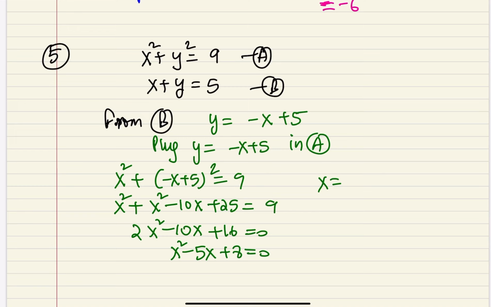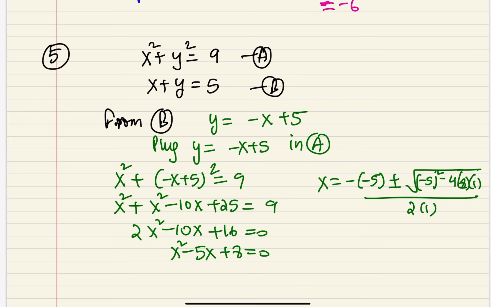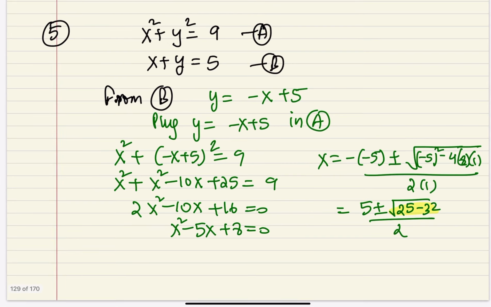So let's see. x equals -b plus minus square root of b squared minus 4 times a times c, divided by 2 times a. So 5 plus minus square root of 25 minus 4 times 8 is 32, over 2. So this looks like there is a negative inside the square root, which is going to leave me with an imaginary solution. So there is no real solution for this system of equations.